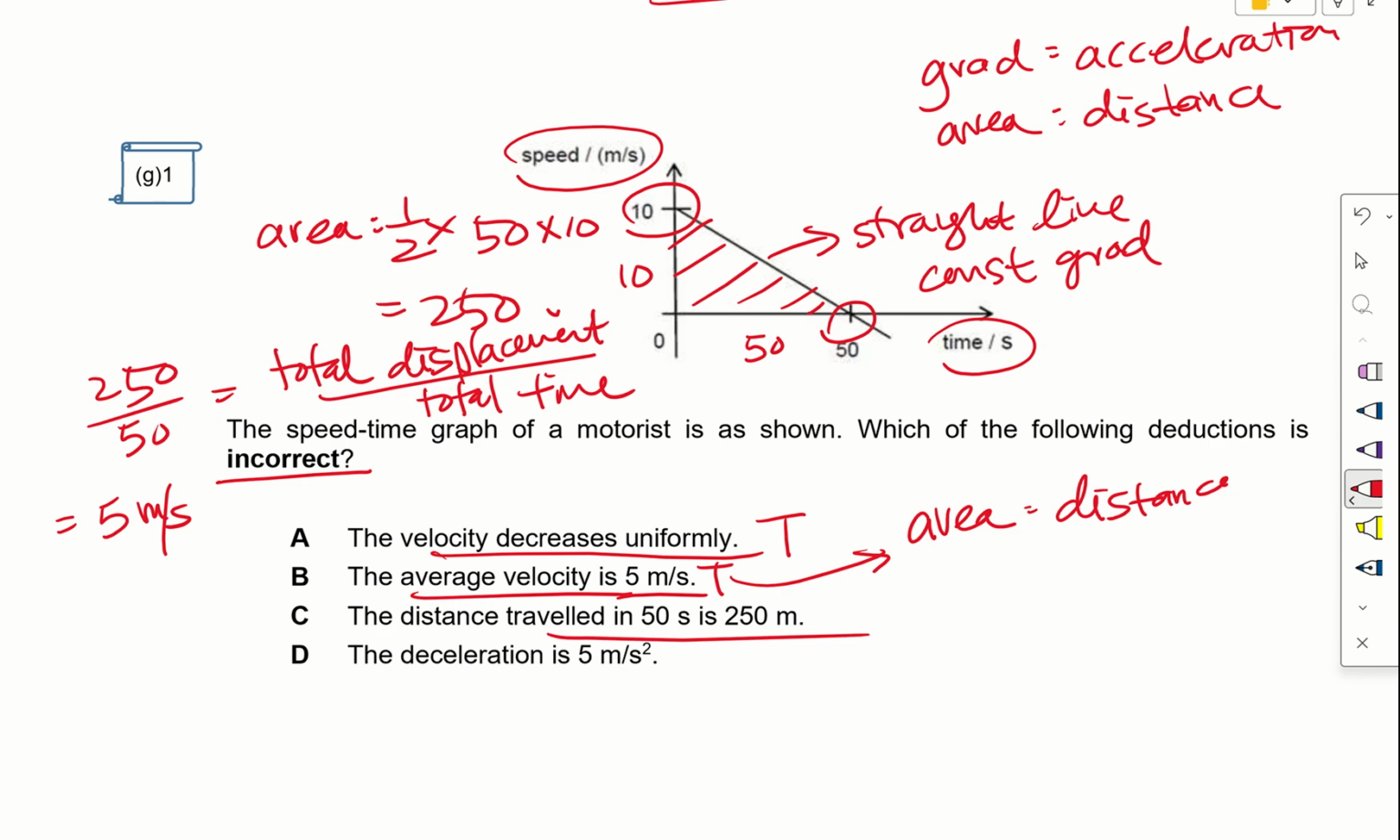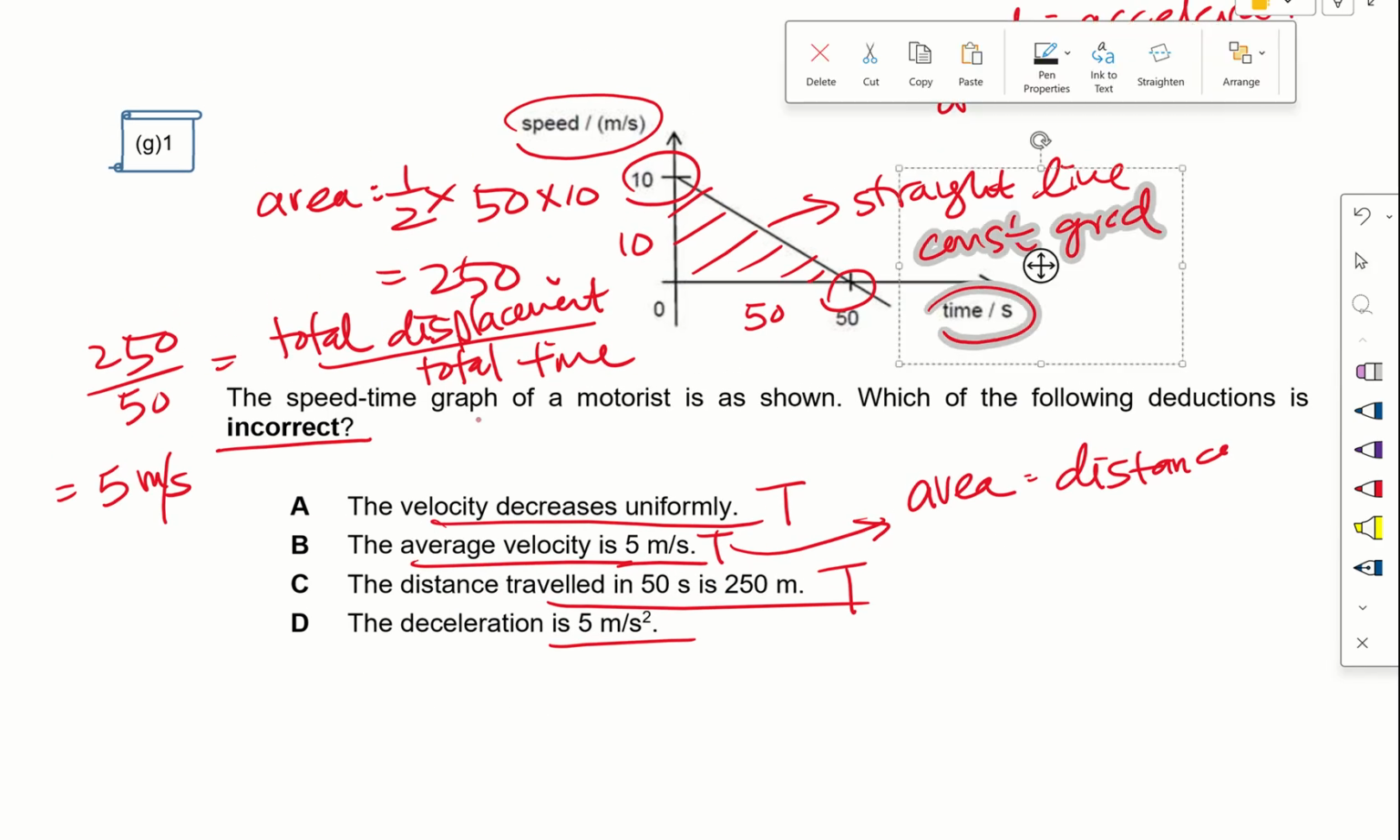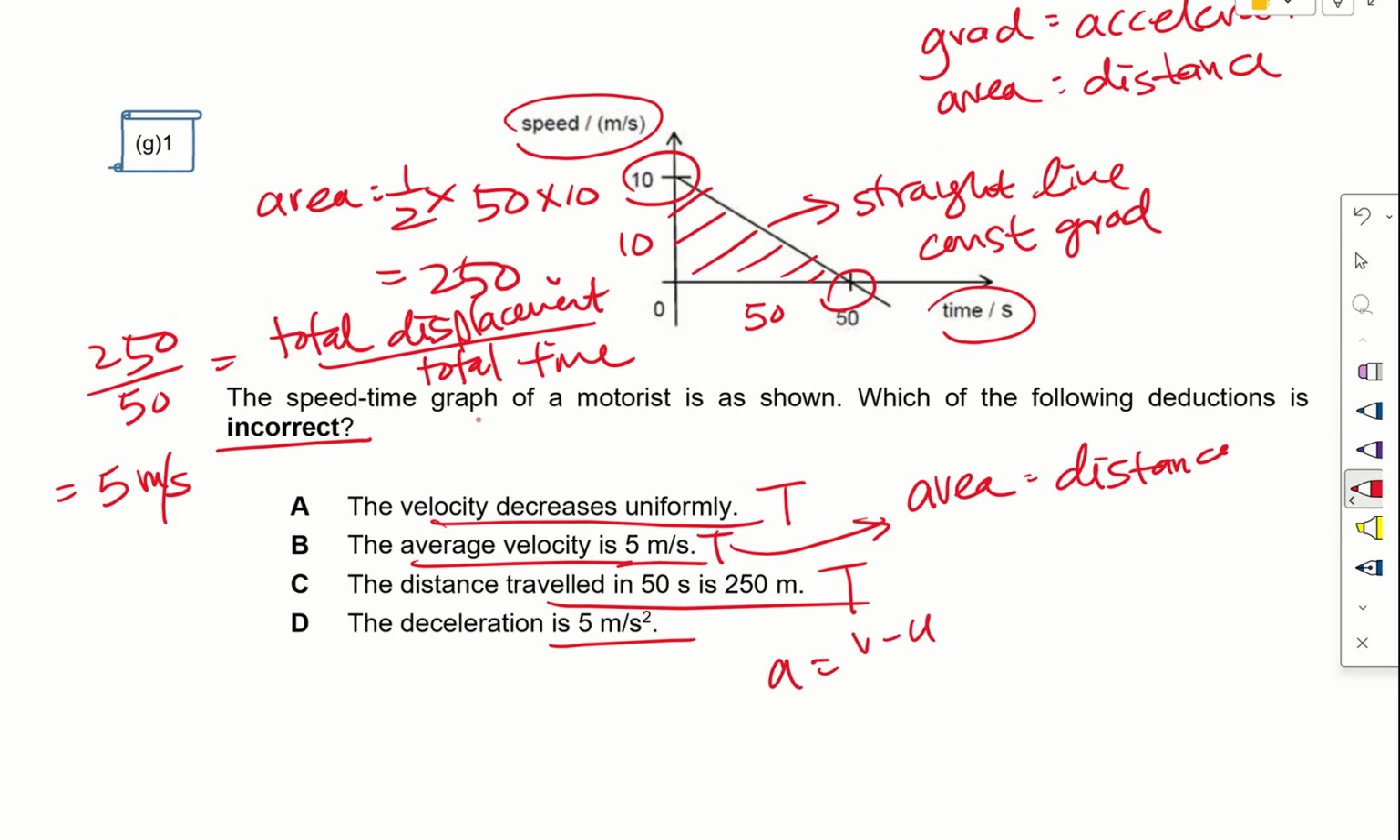Now the distance traveled in 50 seconds is 250 meters. That is true. Now the deceleration is 5 meters per second squared. We can calculate a equals v minus u over t.